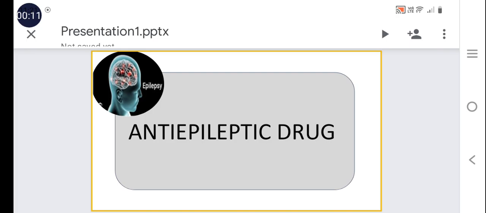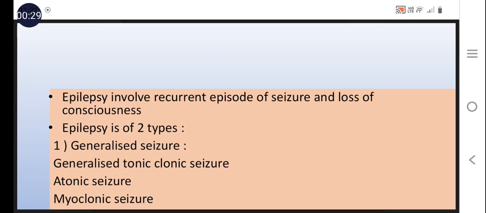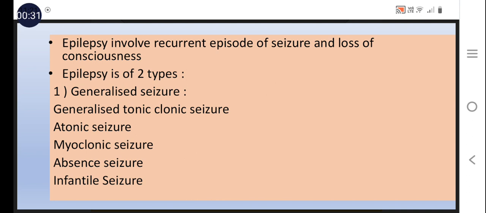Anti-epileptic drugs are those drugs that are used in the treatment of epilepsy or convulsions or attacks of seizures. In Hindi we say it as a drug that is used in treatment of mirgi. Epilepsy is a recurrent episode of seizure, and it involves the loss of consciousness. Epilepsy is mainly of two types. Actually, it is a neuro hyperactive disorder.